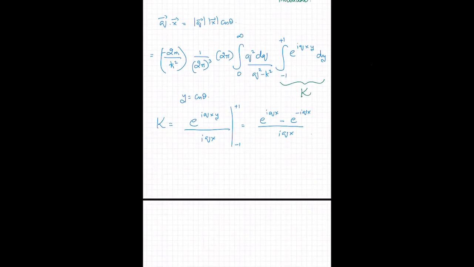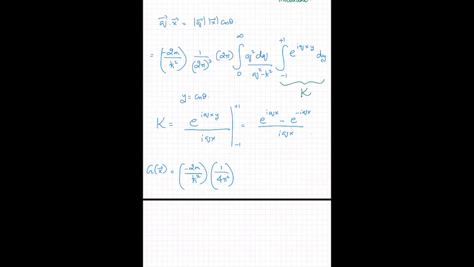So let me write down the integration again. So g of x is given by minus 2m over h bar square 1 over 4 pi square, because there is 3 factors of 2 pi, 1 factor of 2 pi. So 1 factor of 2 pi goes away. 2 pi whole square is 4 pi square.